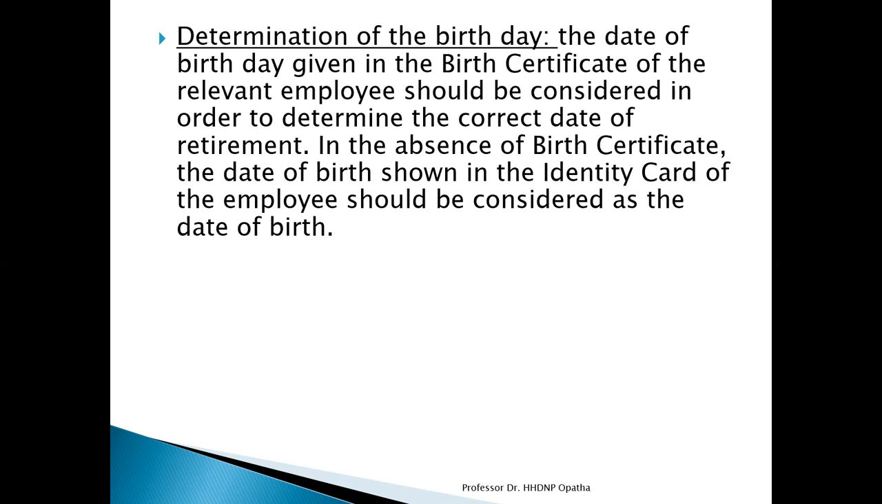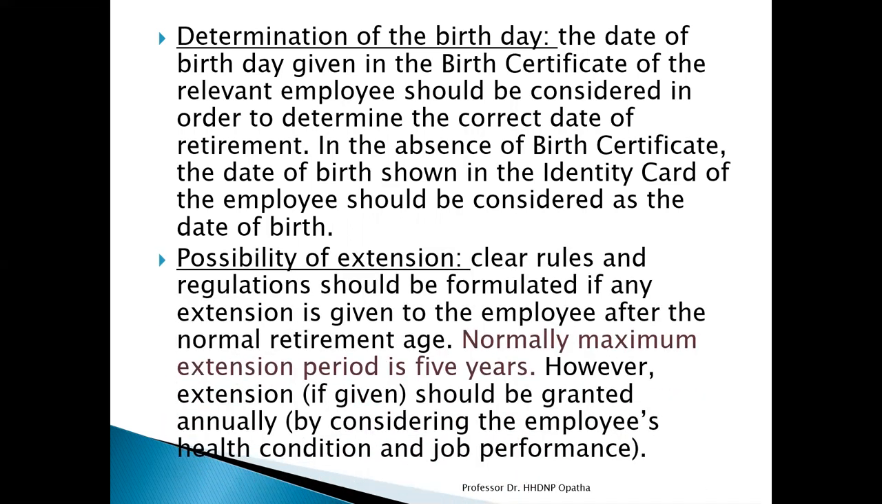Then determination of the birthday. Usually we have to use the date of birth given in the birth certificate of the relevant employee. Otherwise, the date shown in the identity card of the employee. Possibility of extension, that also we have to consider. Normally, the maximum extension period is 5 years. Then what are the criteria that we are going to consider when we give an extension? Definitely, we have to consider merit rather than the age.